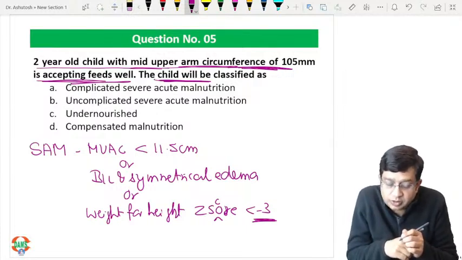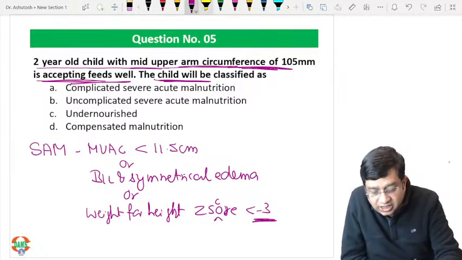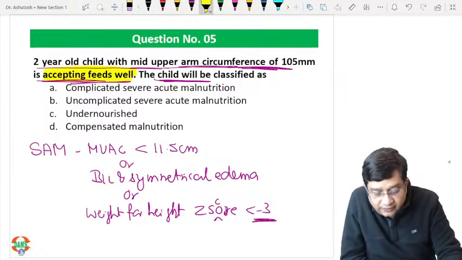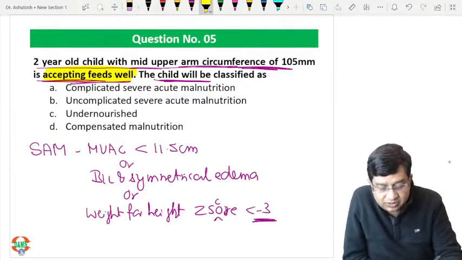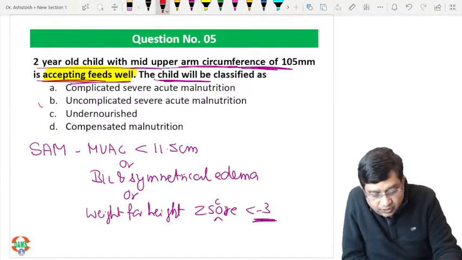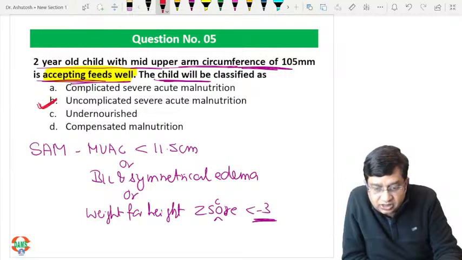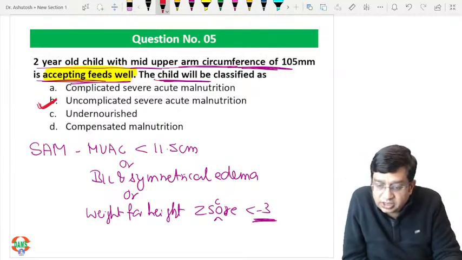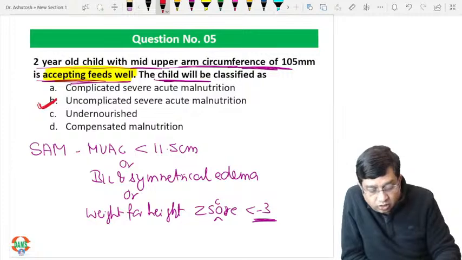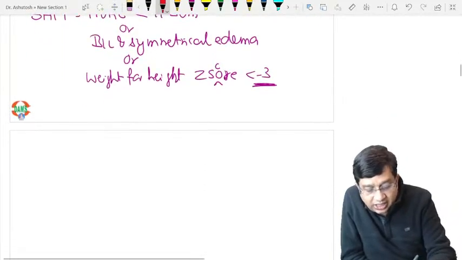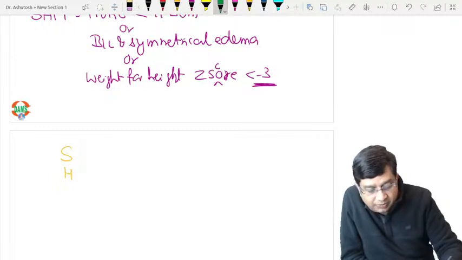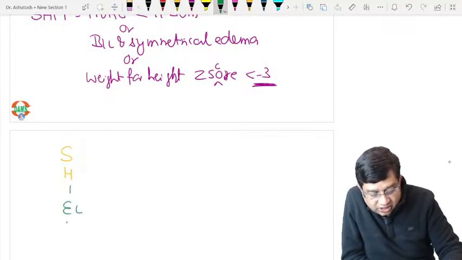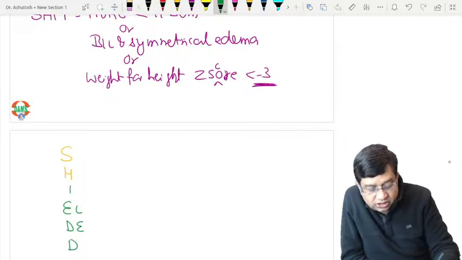Yes, Steph, you are absolutely right. The child is accepting feeds well. So this simply becomes uncomplicated SAM. Now what all complications can you see in the SAM? The complications which you see in the SAM, you remember by the mnemonic SHIELDED.